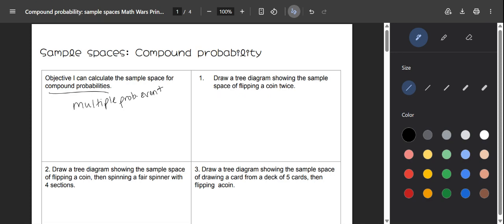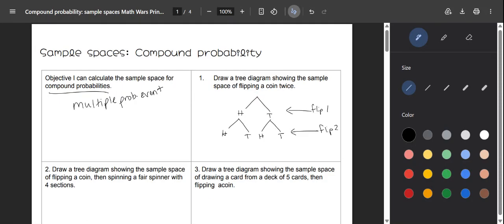So number one, draw a tree diagram showing the sample space of flipping a coin twice. So coin flip 1, I know I can either get heads or tails. So my tree is going to have the option for heads and the option for tails. This is coin flip 1. I need to flip it twice. So after I get heads, I'm going to flip it again. And I could either get heads or tails. But if I got tails the first time, I could also still get heads or tails. So this is flip 2.